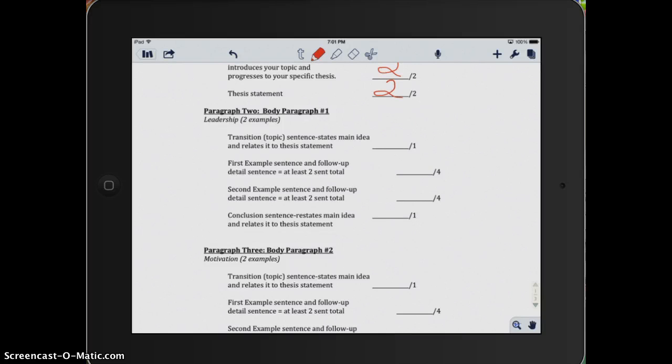We're looking for a transition and a topic sentence that states the main idea of the paragraph, so something about leadership, and relates it to the thesis statement. Next, we're looking for two examples. These two examples need to come from research. They need to be two sentences to kind of explain what you're talking about. And you'll notice that's for a total of 8 points, so that's a big part of it.